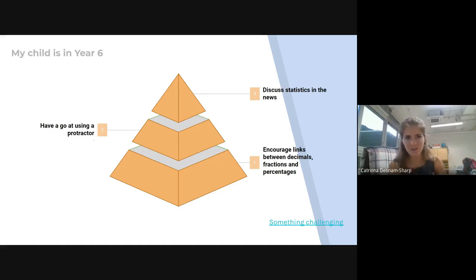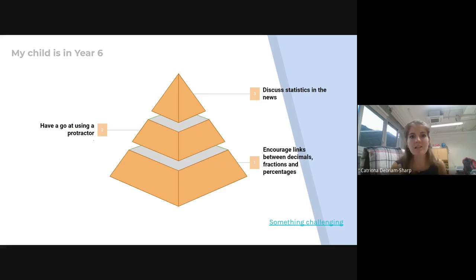And the last thing, which will then link onto my next slide, discussing statistics in the news, actually having conversations about maths in the news, our understanding and interpretation of what we see and what it means. Now, obviously, we have a lot of morbid statistics about COVID. It might be that you want to look at other areas of interest or topics to discuss statistics, but it's definitely something worth doing.